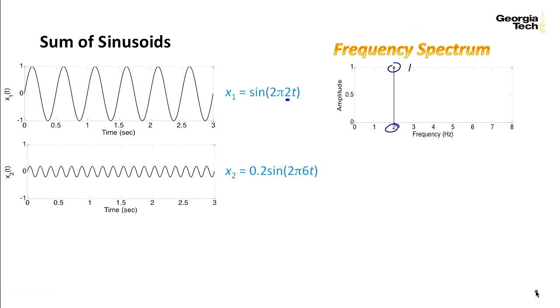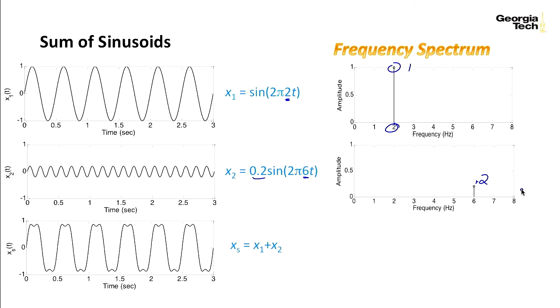So at that frequency right here, I've got an amplitude of 1. Now let's look at this frequency right here. This is obviously a higher frequency because it moves faster. The frequency here is 6. So if I plot that at 6, I have an amplitude of 0.2. So that's the frequency spectrum of this signal and this signal.